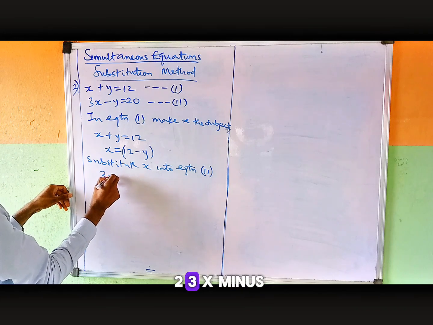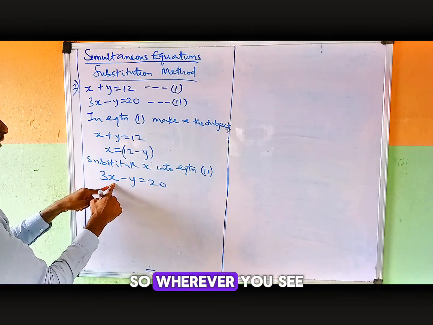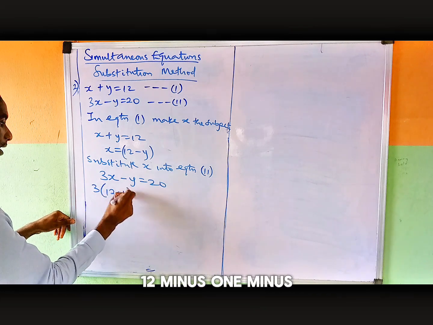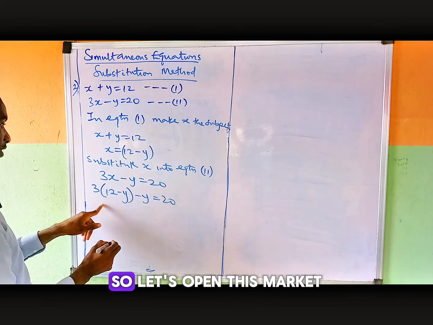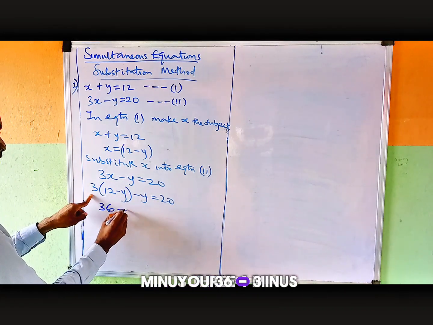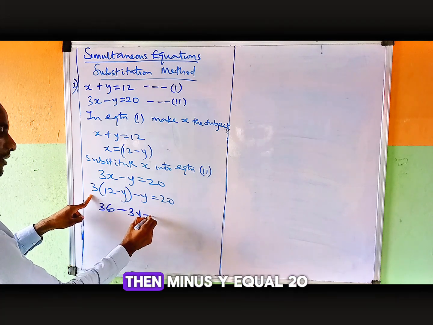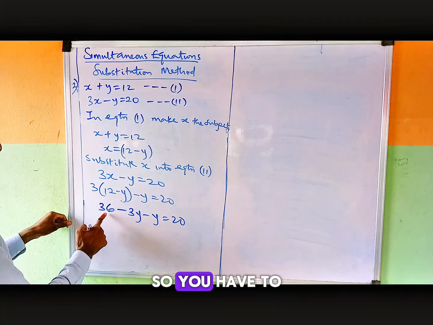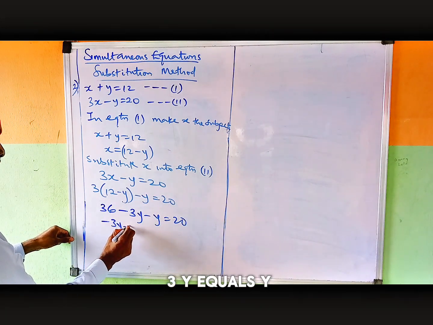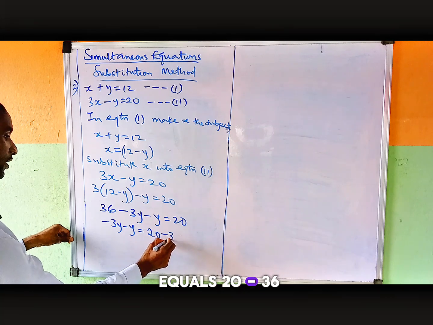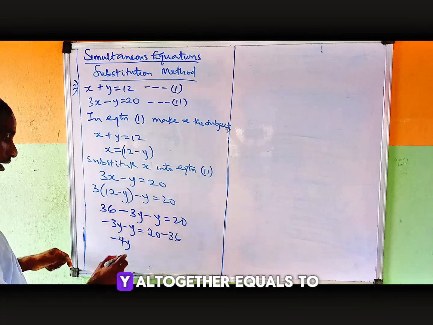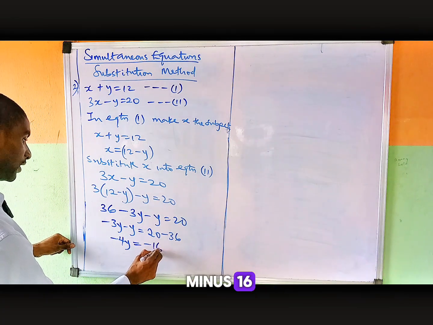So you now substitute the x value into equation 2. And what is that equation 2? 3x minus y equals 20. So wherever you see x, you replace it with 12 minus y. So you have 3 into bracket 12 minus y, then minus y equals 20. So let's open this bracket. 3 times 12 gives you 36, minus 3 times y, minus 3y, then minus y equals 20. So you have to collect the like terms. 36 crosses here, you have minus 3y minus y equals 20 minus 36. So minus 3y minus y is minus 4y, equals minus 16.